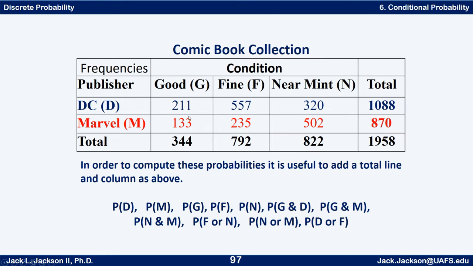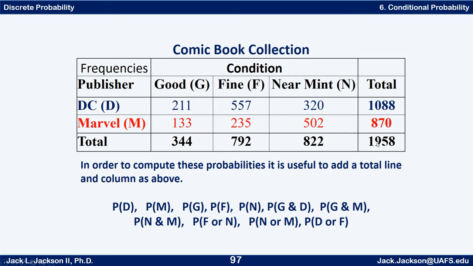Well, the first thing that we're going to do is to add some totals to this. So 211 plus 133 is 344. 557 plus 235 is 792. 320 plus 502 is 822. And if you add across all the DCs, you get 1088. If you add all the Marvels, you get 870.